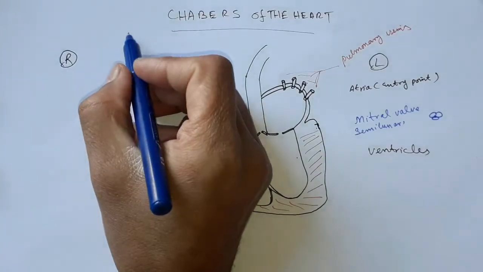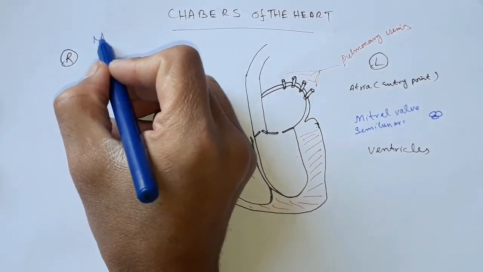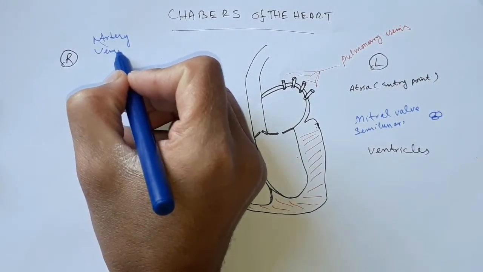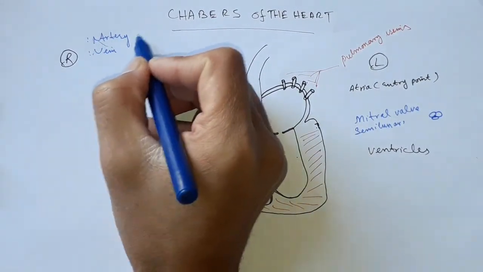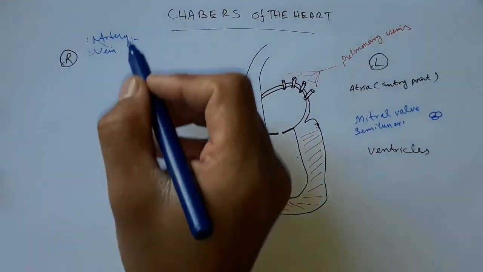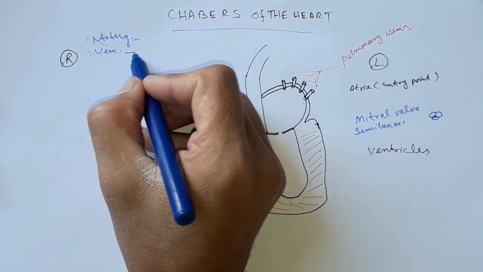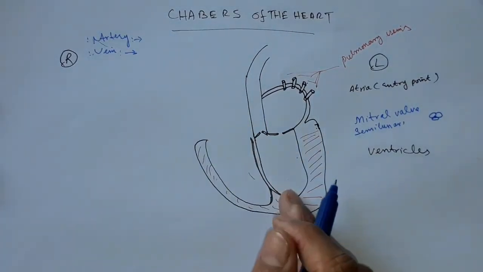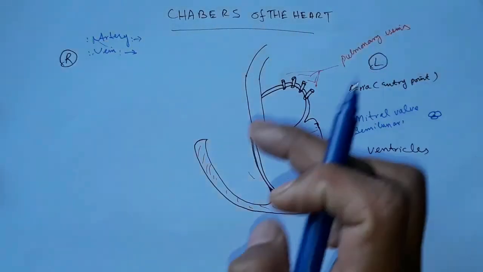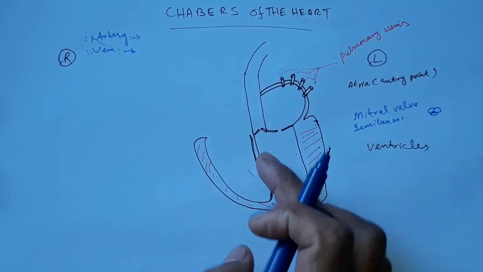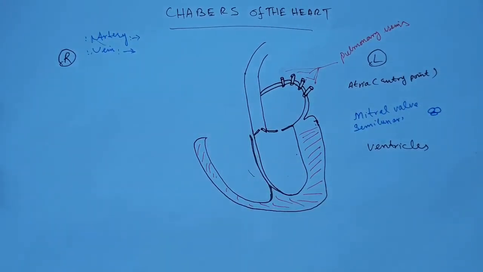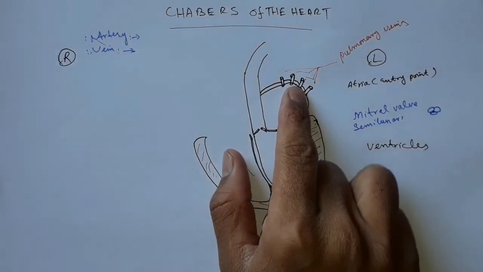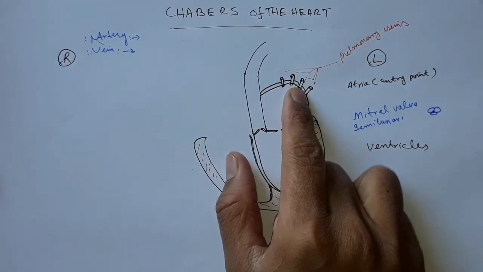Let us make 2 concepts clear over here: what is an artery and what is a vein. An artery is any blood vessel that is carrying blood away from the heart, and a vein is any blood vessel that is carrying blood toward the heart. Arteries carry blood away from the heart and veins carry blood toward the heart. So because they are the pulmonary veins, they will carry blood toward the heart from the lung.